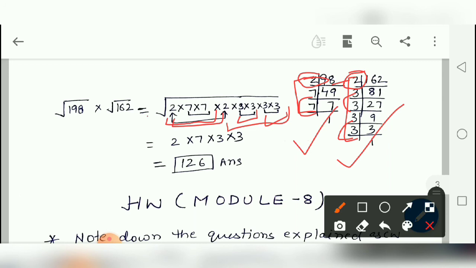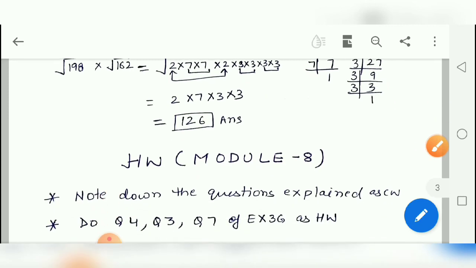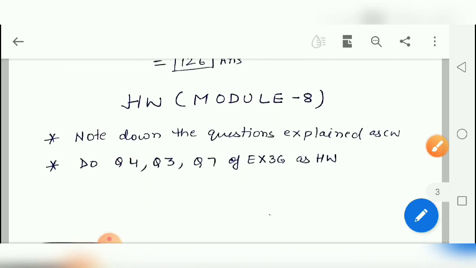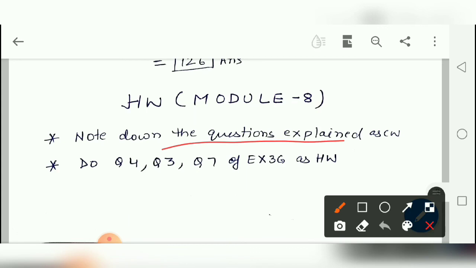Now when we remove this under root sign, from 2 and 2 one 2 will come out, from 7 into 7 one 7 will come out, from 3 into 3 one 3 will come out, and from 3 into 3 one 3 will come out. When we multiply all these numbers, the answer will become 126.